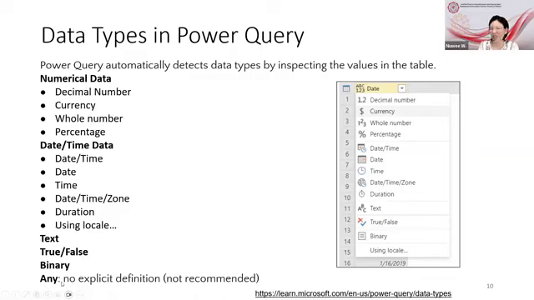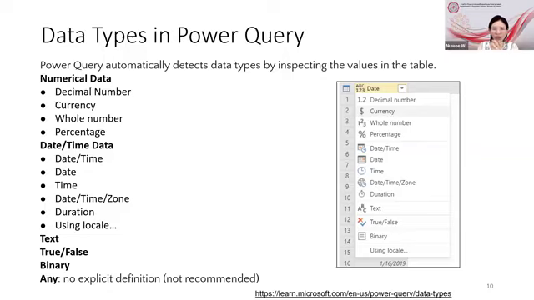Actually, any is not recommended. Why? Because as we know from last time, the data type tells you how we can apply operations on that column or variable. So if it's any, it's ambiguous. What can we do with that, right? So it's not recommended at all.